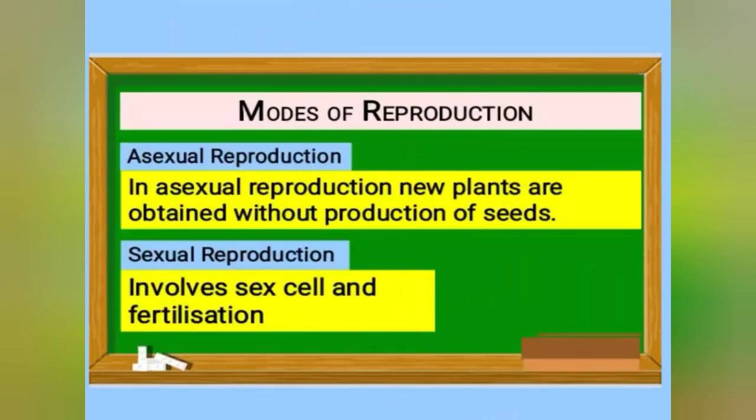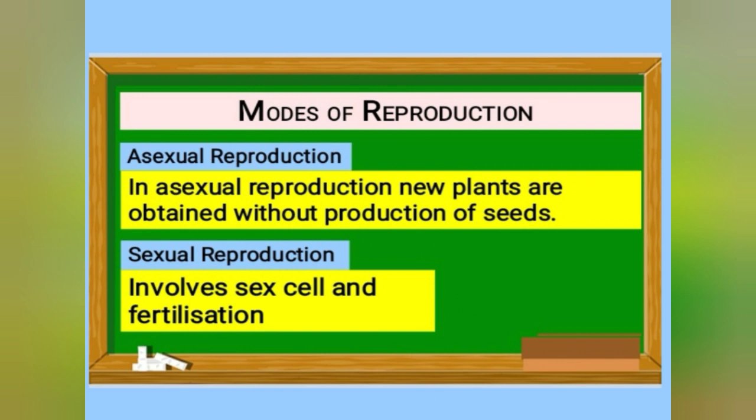Modes of reproduction. Asexual reproduction. In asexual reproduction, new plants are obtained without production of seeds. It means asexual reproduction needs no seeds to grow new plants.